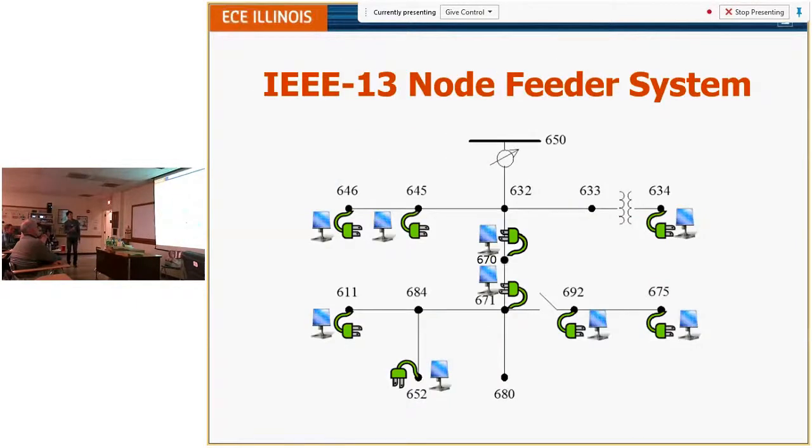So this is the IEEE 13 node feeder system, and you can see the little PV here. I put it in 9 different nodes. I give a PV reactive power support. Now you might ask, why don't I put it everywhere? But the reality is you're not going to have a solar panel everywhere in the system. So I just be more realistic. I put it in these 9 different nodes.